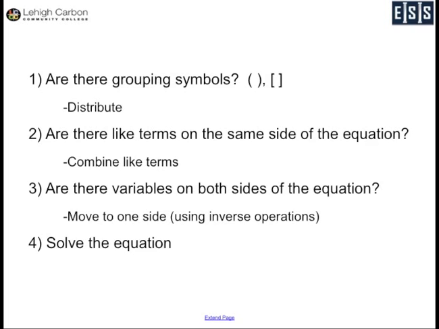Then you look to see, are there variables on both sides of the equation? You want to move them all to one side using inverse operations. It doesn't matter if you move them all to the left or all to the right, you want to move them all to the same side. Once you get all of your variables together, then you go to step 4 and solve the equation.